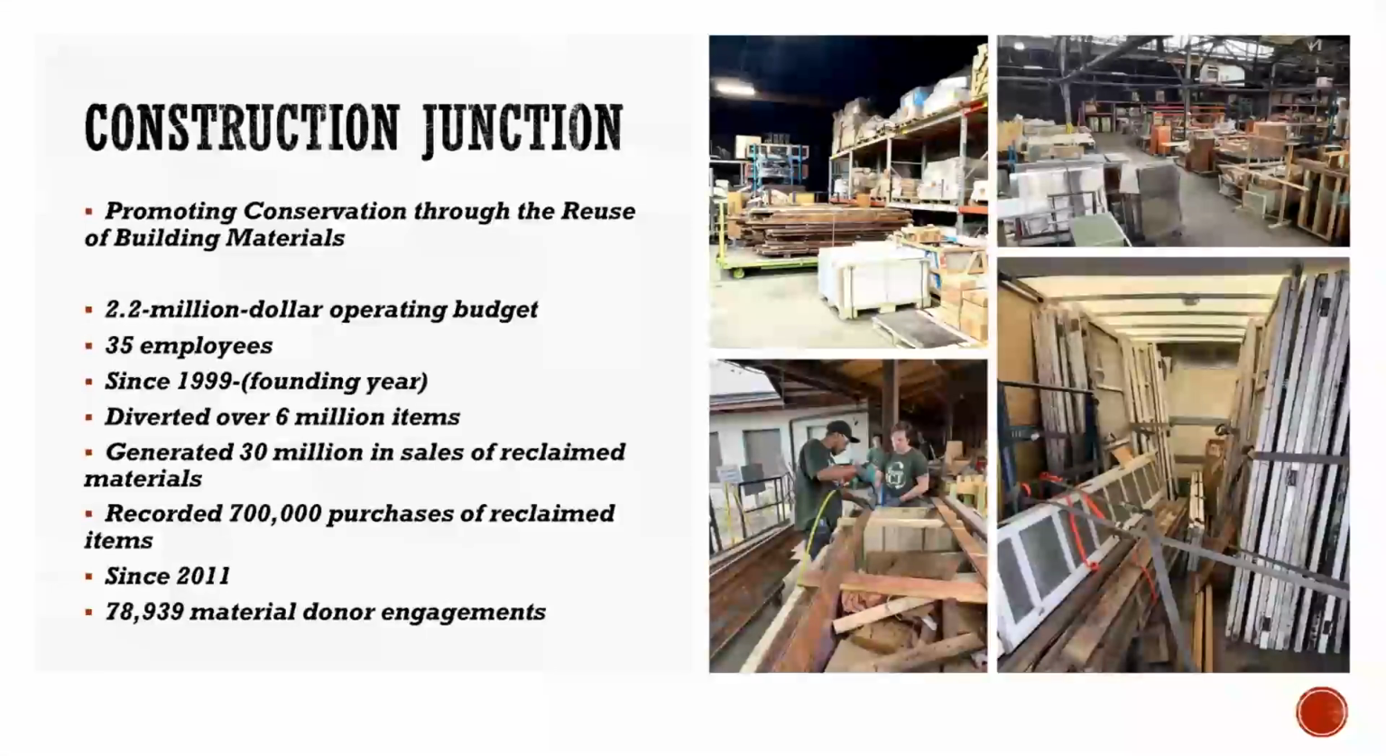So here is a quick overview of Construction Junction, our mission to promote conservation through the reuse of building materials. We have a little over $2 million operating budget, 35 employees. We don't track materials by weight. We actually track individual items, doors, windows. We've diverted over 6 million items, and that's probably a gross underestimation because we also deal with lots of small pieces of hardware.